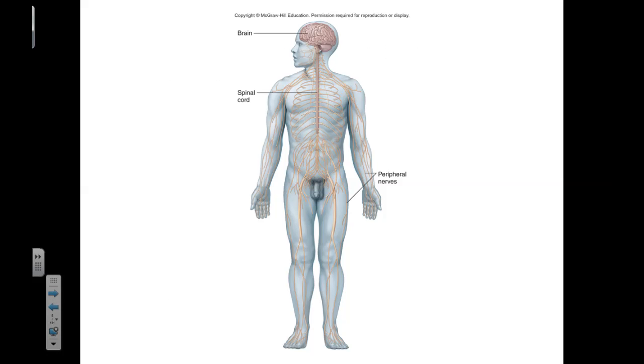Here we can see an overview of the nervous system. We have the brain and spinal cord making up the central nervous system, and then a bunch of nerves and sensory receptors that make up the peripheral nervous system.